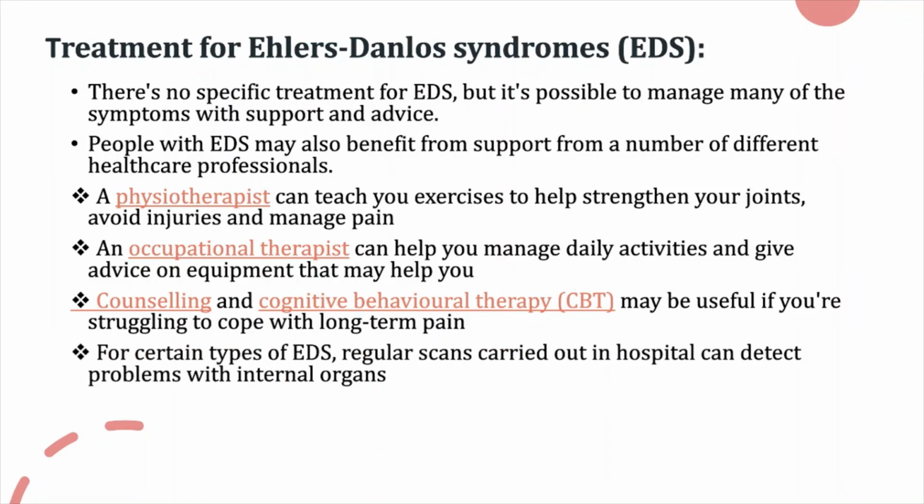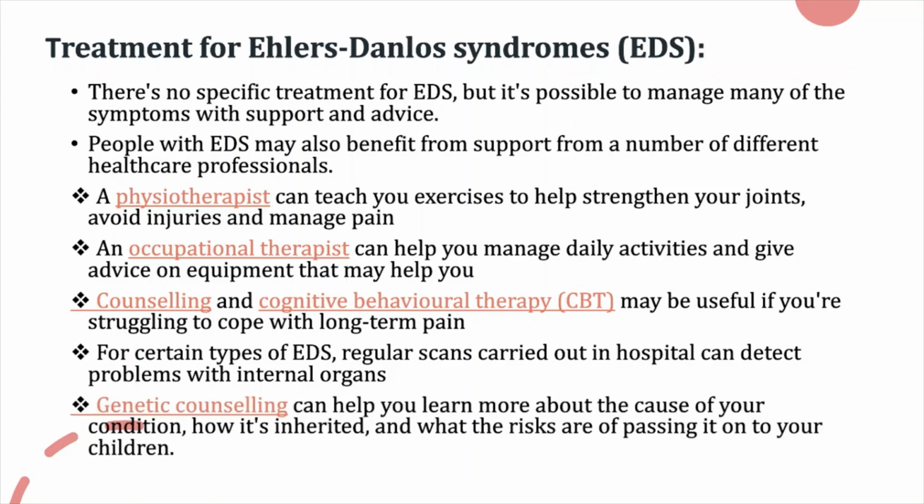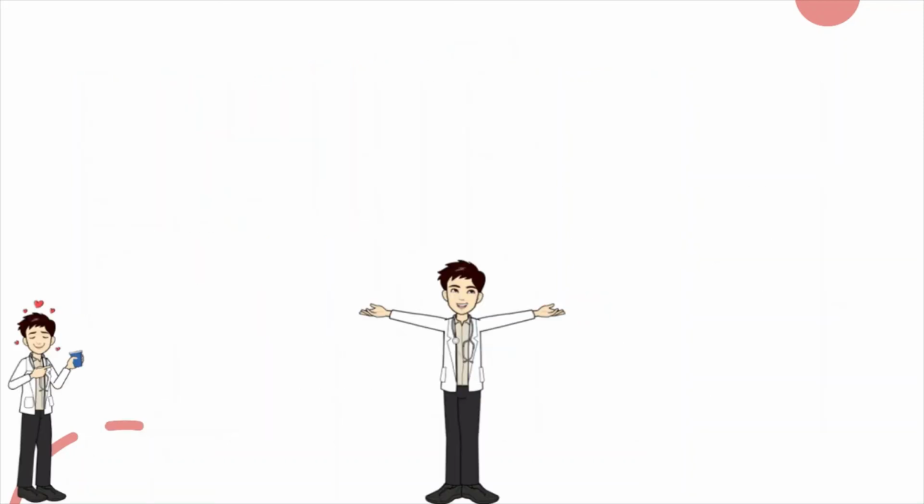And for certain types of EDS, regular scans carried out in hospital can detect problems with your internal organs, and genetic counseling can help you learn more about the causes of your condition, what the risks of passing it on to your children are, and how it is transmitted.